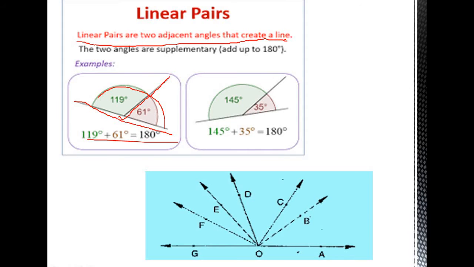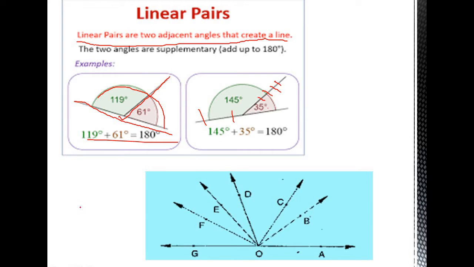So always remember, if there is a straight line and one ray is standing on this straight line, so that the sum is 180, then it is a linear pair. Now it is not necessary that there should be only one ray.